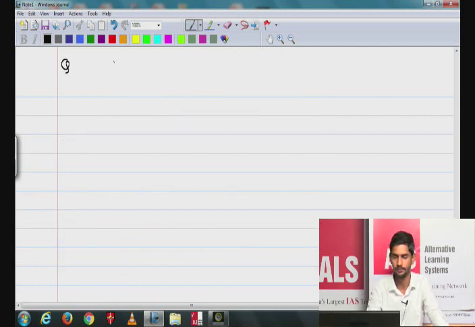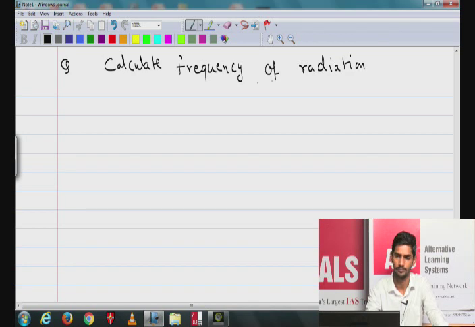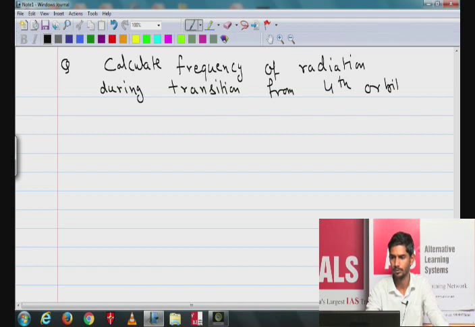Take a look. Calculate the frequency of radiation during transition from fourth orbit to second orbit in He plus ion.